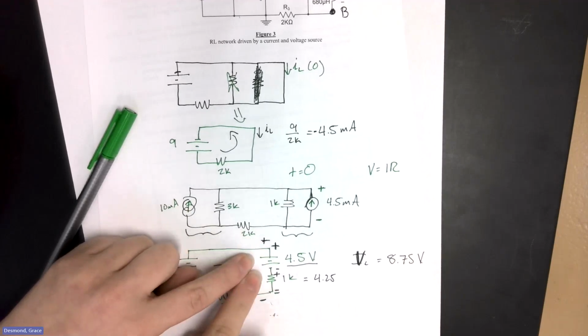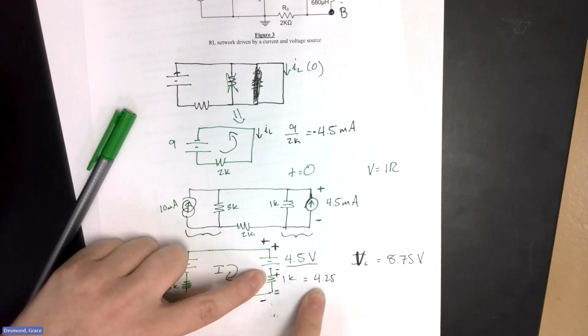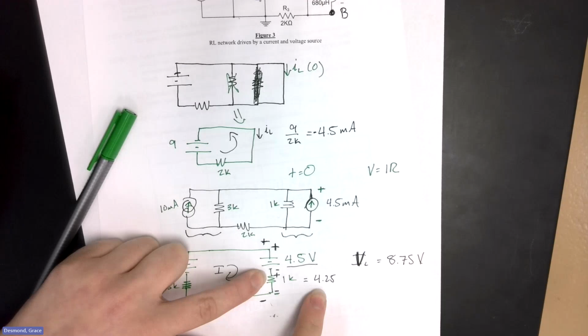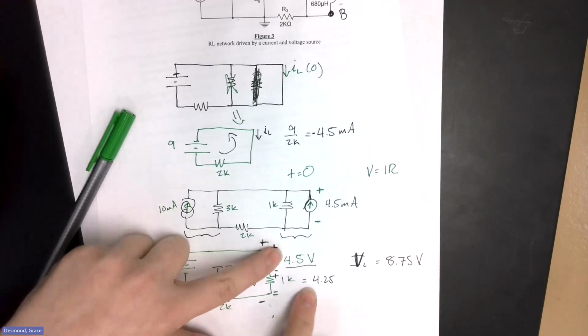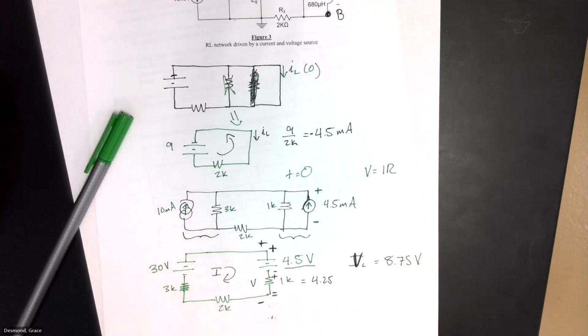We know that this one's 4.5, and we found that the current times 1K is 4.25. So I guess it was 4.25 milliamps. Yeah, that makes sense. And so then we just added those together, and it's 8.75. Better? Sweet.